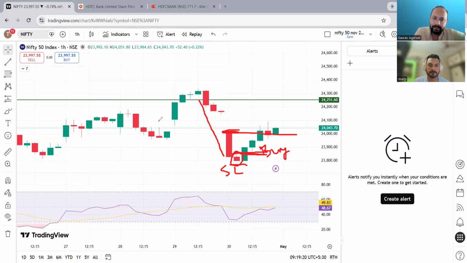Same thing here also, you can see there was a trend, an uptrend. The hammer is formed, and then once the next candle crosses the low, we can take a short position here.